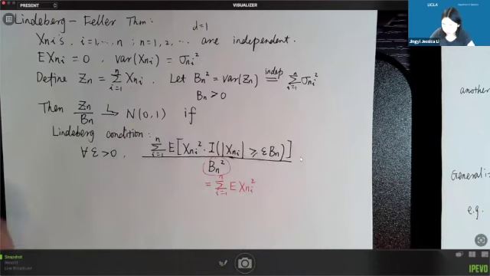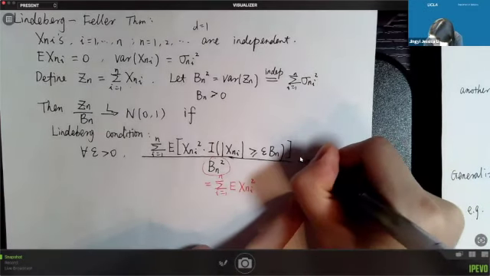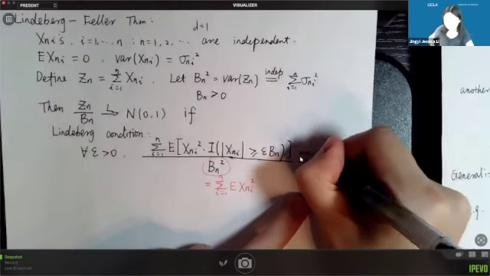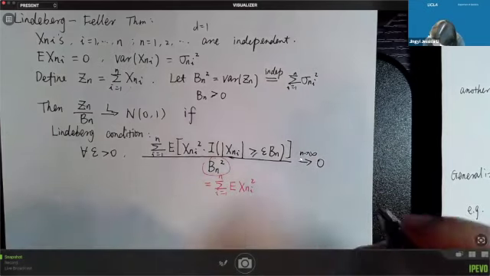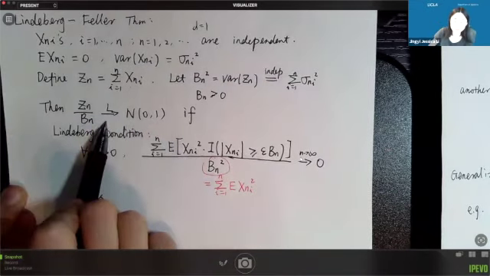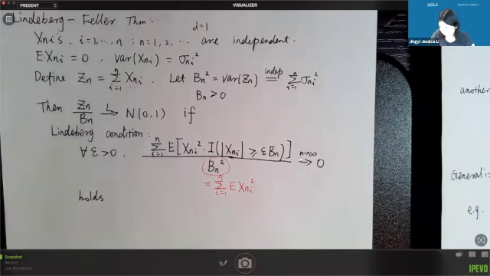And the Lindeberg condition is saying that we require this ratio to go to 0 as n goes to infinity. Whenever this happens, then we would have this nice result, the asymptotic normality. That's the Lindeberg condition. And what is the intuition behind it?